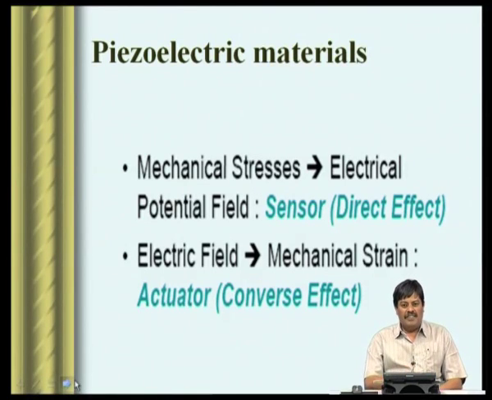So, this is what is given here. The mechanical stress inputted into the system generates an electric field, which is called the sensor effect. As I said earlier, it is called the direct effect. Whenever you feed an electric field, it generates a mechanical strain, which is called the actuator effect. So, for the sensor we use this equation, and for the actuator we use this equation.